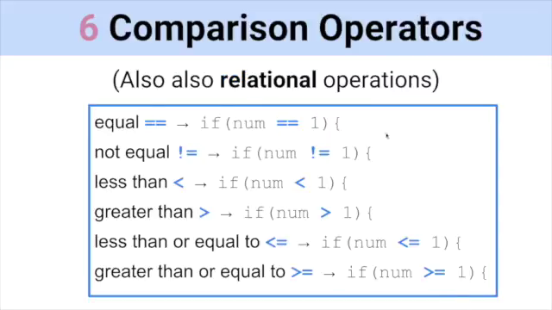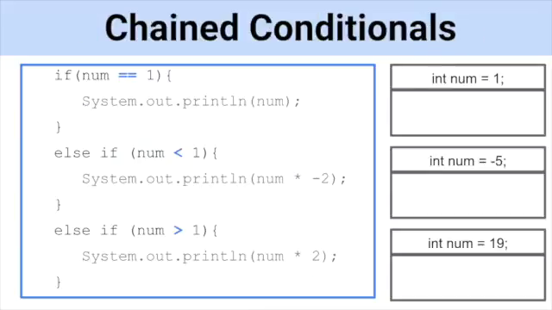So these are all the comparison operators. They're also called relational operators, and so this is just one single summary page of what we just went through. And the other piece that you need to know is about chained conditionals. So the code's going to work the exact same way, but you can sort of chain things together because you might want your code to do different things depending upon what the number is.